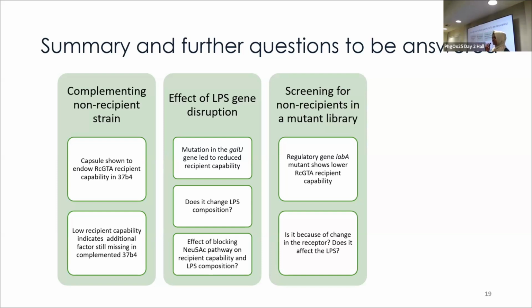as well as waiting on the labA mutant to see if that causes reduction in recipient capability, and to look at the LPS of that strain as well. And lastly, we identified a putative regulatory gene in Rhodobacter capsulatus that has led to lower recipient capability, and that may or may not have an effect on the receptor. And we are also waiting for the LPS analysis for that strain.